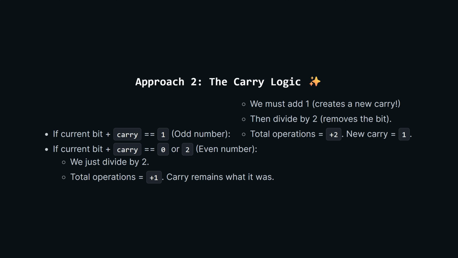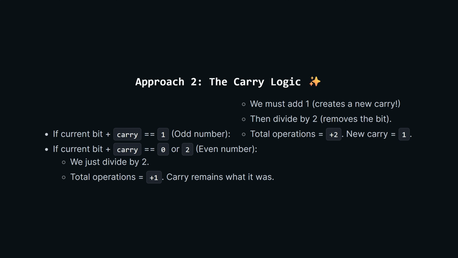Here's the really clever part about the carry logic. If the bit we are looking at, plus any carry we have from before, equals 1, that means our current number is odd. We have to add 1 to it, which takes a step, and then divide by 2, which takes another step. That is 2 steps total. And because we added 1 to a column that already had a 1 in it, we generate a brand new carry for the next column over.